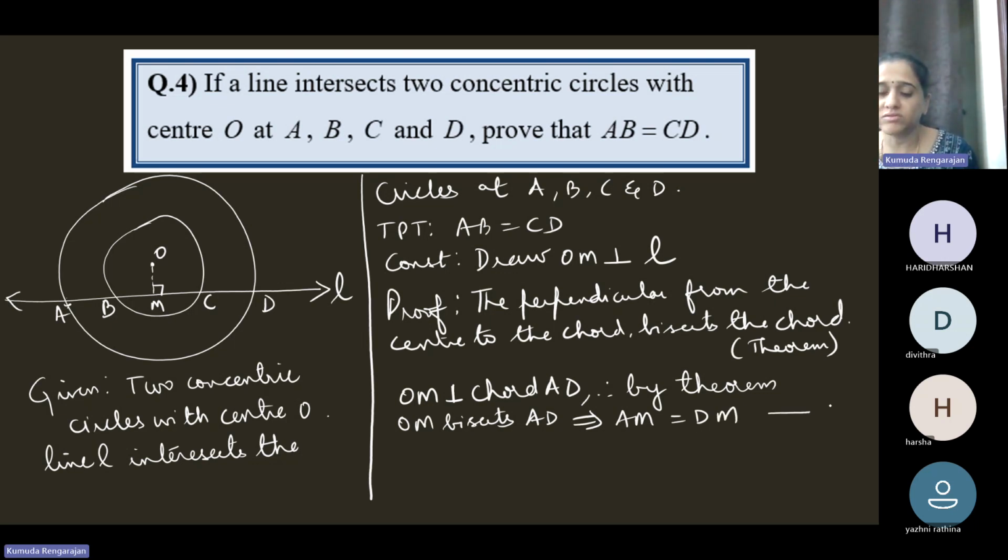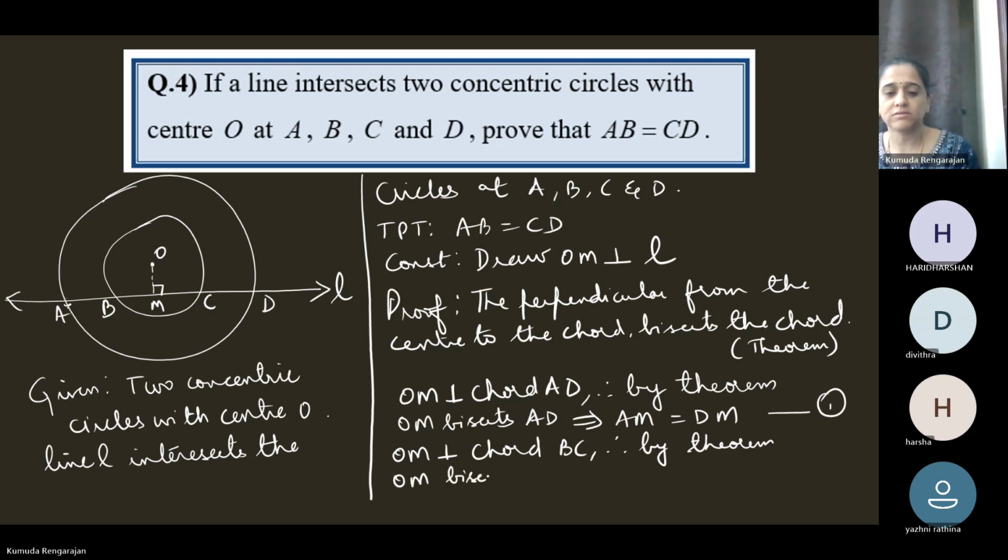Okay, you can just call this result 1. Then OM is perpendicular to the chord PC. Therefore, by theorem, OM bisects PC. This implies MB is equal to MC.